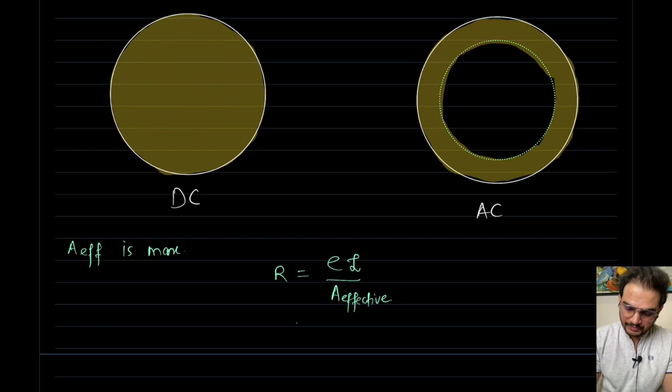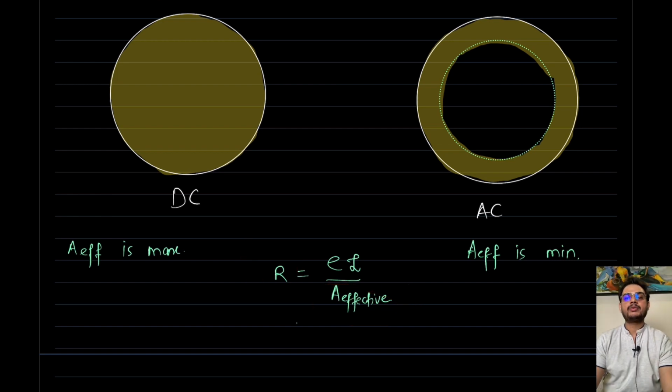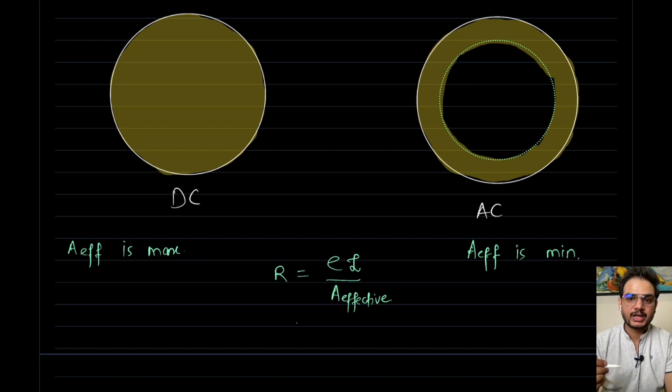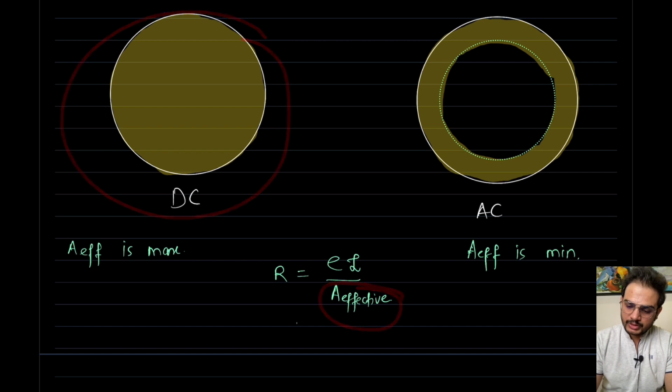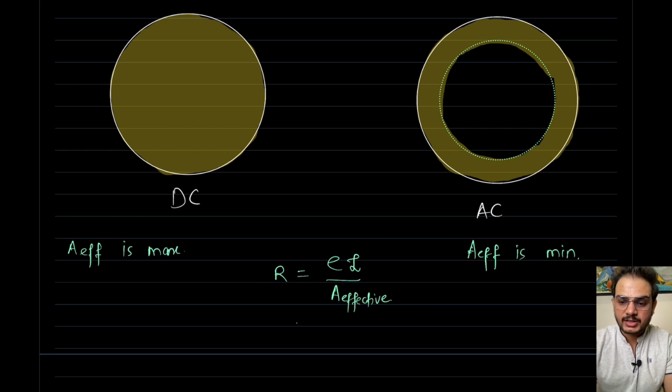So for AC system, effective area is minimum. As effective area is minimum, automatically my resistance will be more, because resistance and effective area have inverse proportionality according to this formula. Resistance is inversely proportional to effective area. Here in DC system my effective area is maximum, so this denominator is maximum, so my resistance will be less. But in case of AC system, my effective area is minimum.